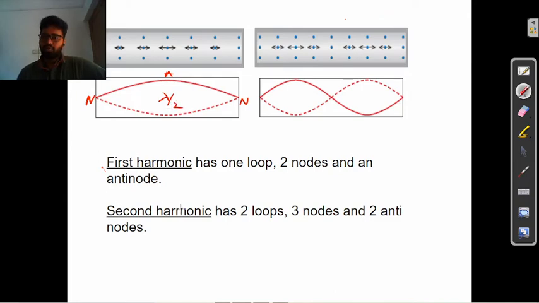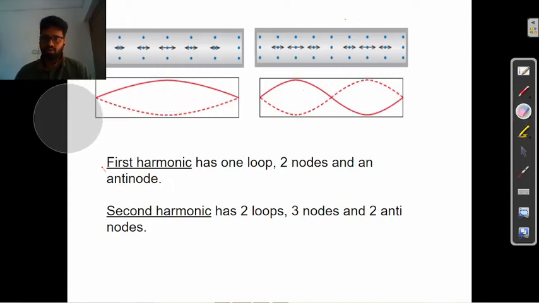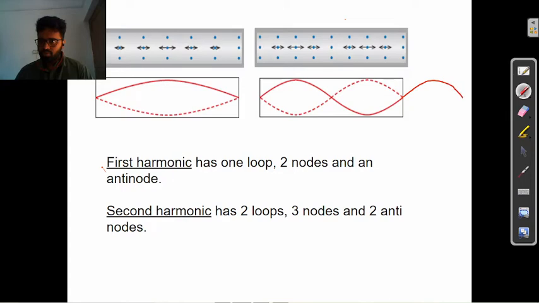Similarly, the second harmonic has two loops, three nodes and two antinodes. So here you have a node, here you have a node, and here you have a node. At the center of these two consecutive nodes, you have antinodes. So this is the second harmonic. And we can similarly draw the third harmonic. You have another loop that is forming.